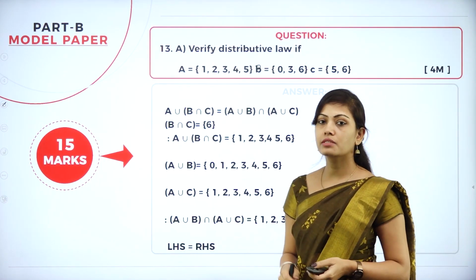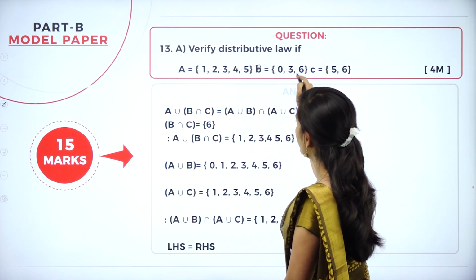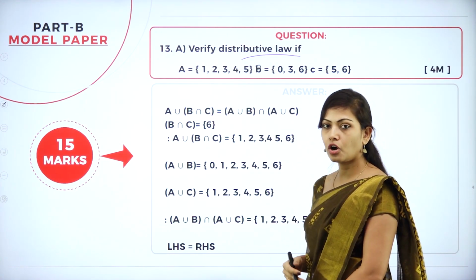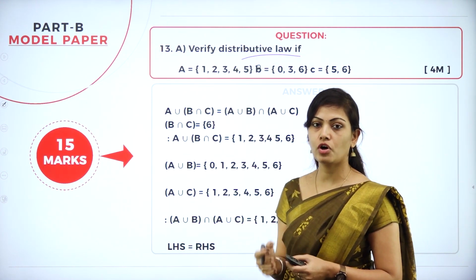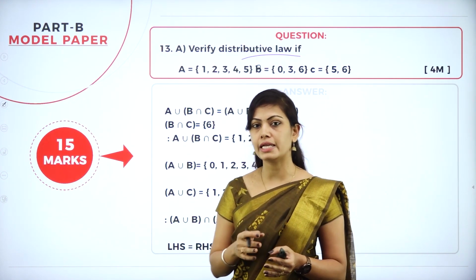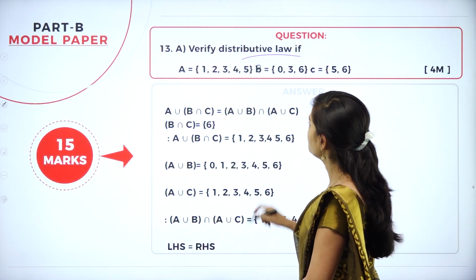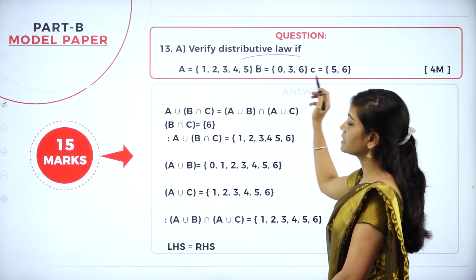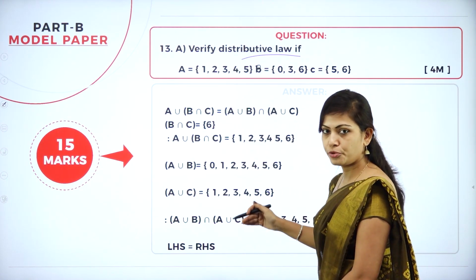And the next question is part B, 13A: verify the distributive law. You have to practice all the laws. Definitely there will be a problem on this concept: distributive law, commutative law, associative law, idempotence law, etc. So now your question is to verify the distributive law. Set A is equal to 1, 2, 3, 4, 5, and you have 3 sets A, B and C.